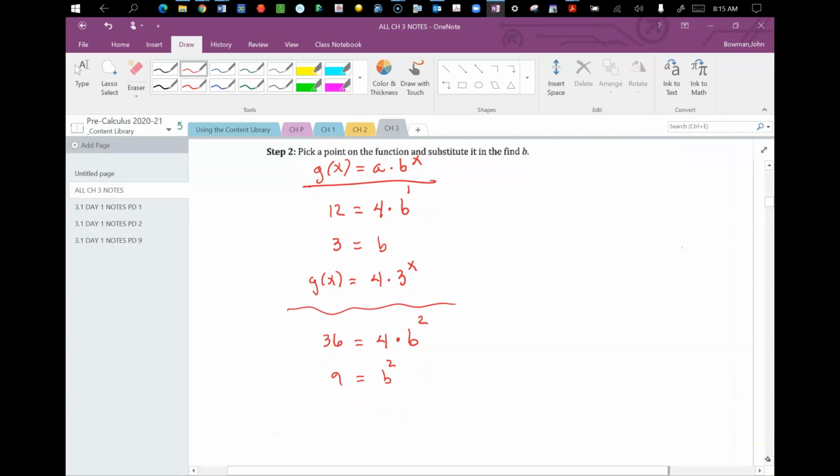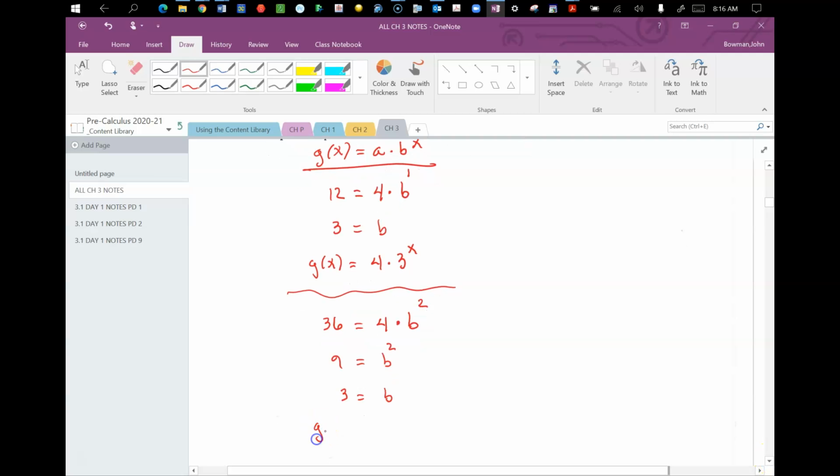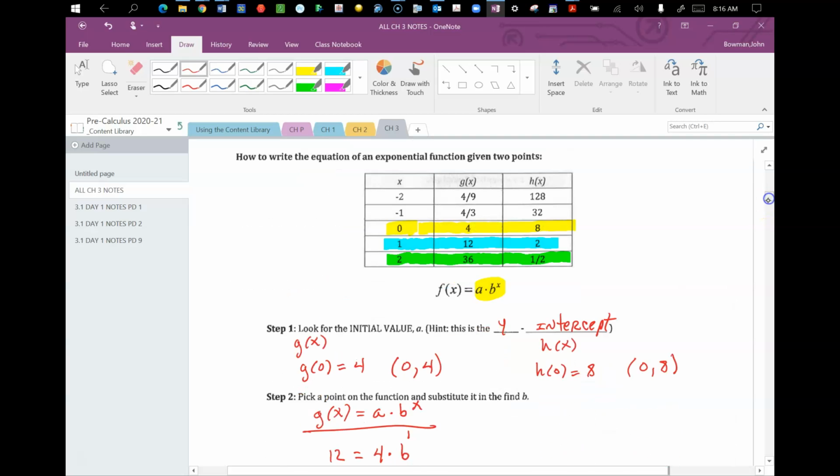So when we solve this, we would get b is equal to plus or minus 3. But remember, the restrictions on b are that b has to be positive, so we ignore the negative 3. So b is equal to 3. And once again, we've determined that g of x is equal to 4 times 3 to the x. Essentially, what I'm trying to point out here is that it doesn't matter what point you use, as long as you use the initial value and one other point on the graph.